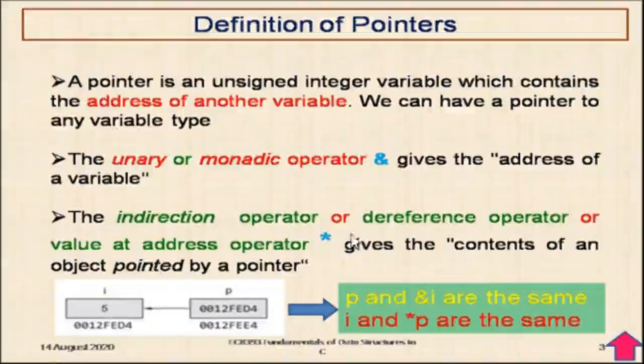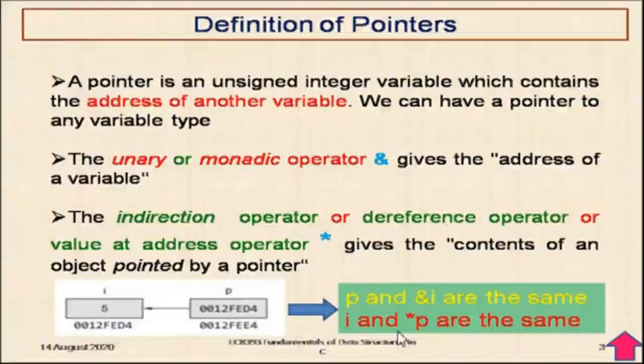Ampersand I. So what is the use of ampersand we have seen? This will get us the address of the variable or the address of the operand. So ampersand I will get us the address assigned to the variable I. This one. So P and ampersand I are one and the same. Following? Then variable I, I is equal to what?